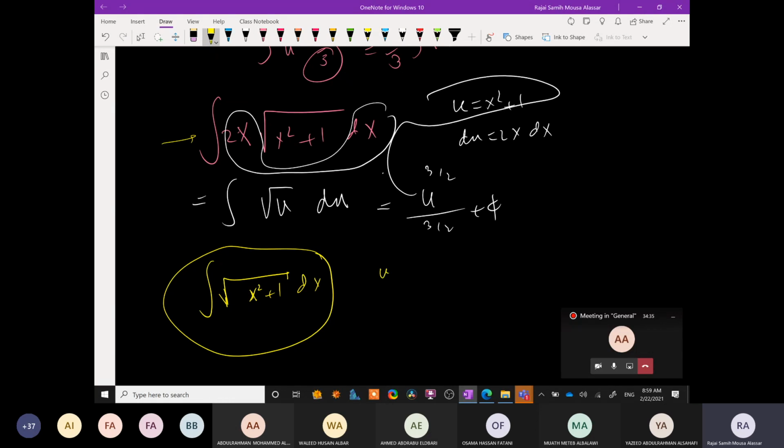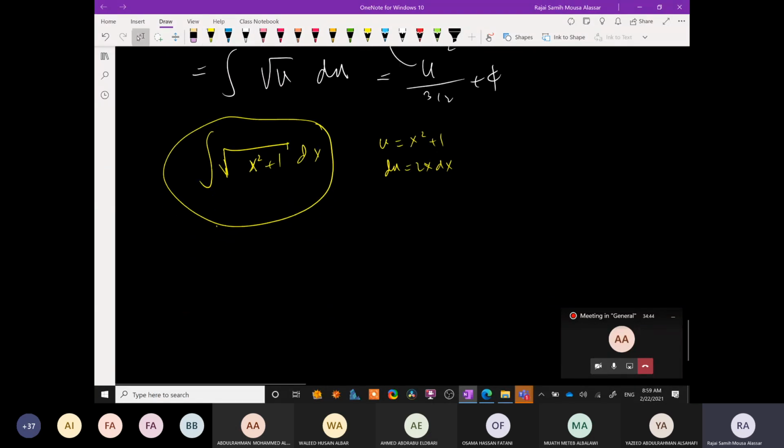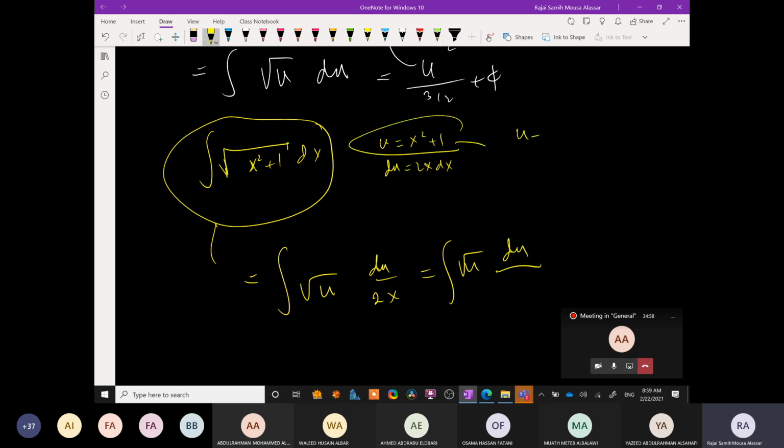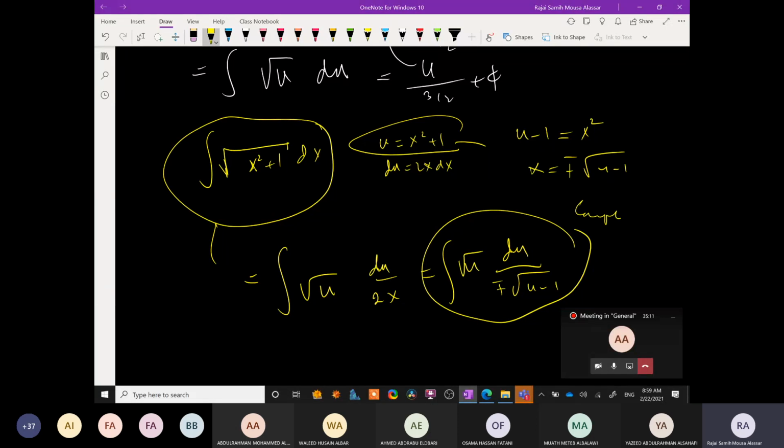For example, if you just have u equals x squared plus 1, so this is du, which is 2x dx. When you come to this integral, you want to do the substitution. So this becomes the square root of u, but dx is what? It is du divided by 2x. And hey, you see, I have to get rid of x. So what is x here? You get u minus 1, this is x squared. So x is actually plus or minus the square root of u minus 1. It depends on which branch you're coming from. And if you look at that, this is quite complicated. So this is not simpler.